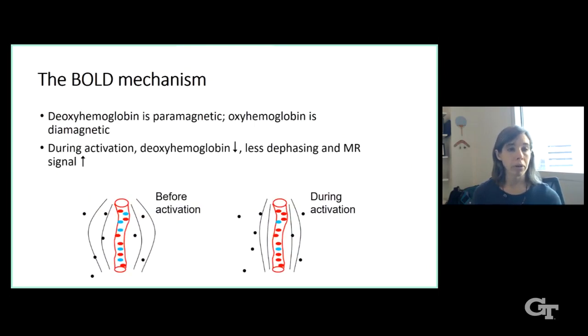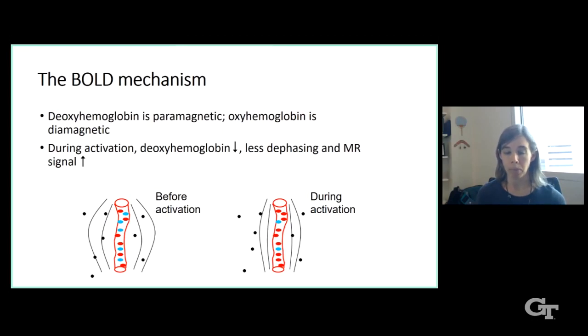So just really quickly, I want to talk for a minute about how we actually get contrast from this with MRI. MRI is sensitive to changes in the local magnetic field. Deoxyhemoglobin is paramagnetic, which means it really disrupts the magnetic field. Oxyhemoglobin is diamagnetic.